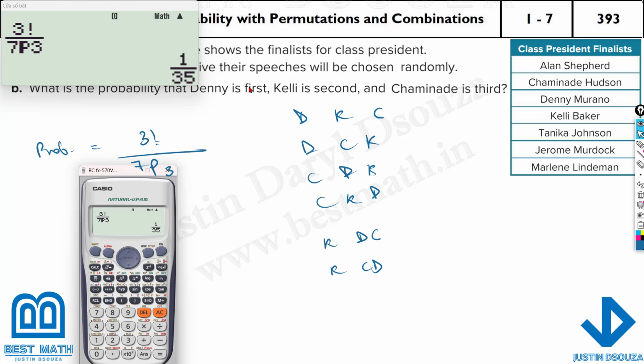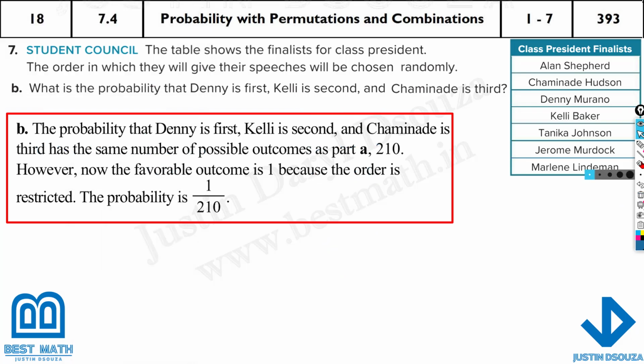Now what is the probability that Denny is first, Kelly is second, and Chaminade is third? See, now basically they have given us, it can only be this order. Denny is first, Kelly is second, only one possibility. So it's 1 by this number, it's 1 by 210. It's very simple, right? All that changed over here is they have given definite orders, so our desired or favorable outcome is only 1, divided by 7P3. So that is how we solved it.